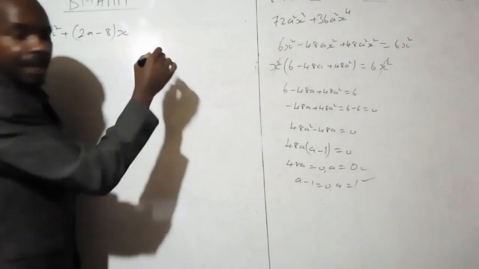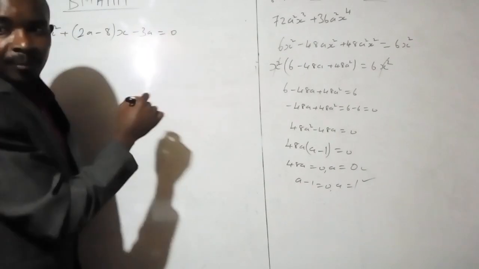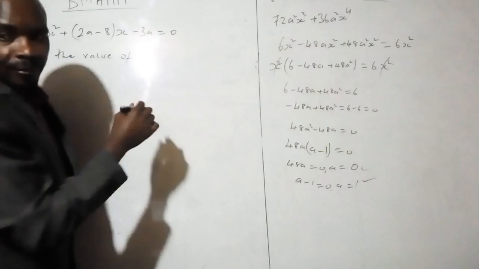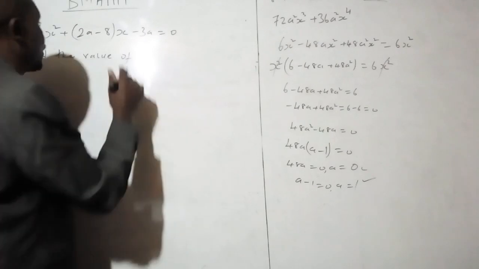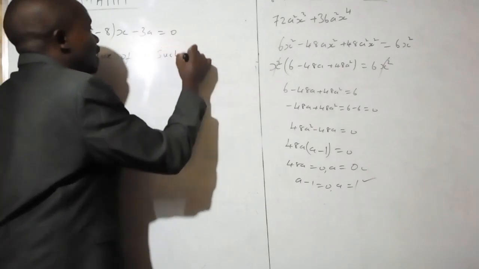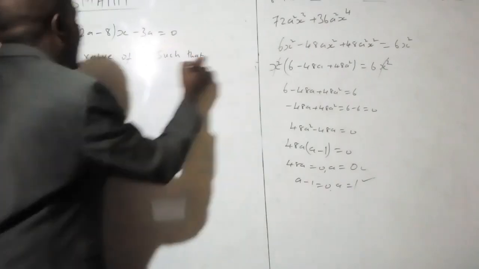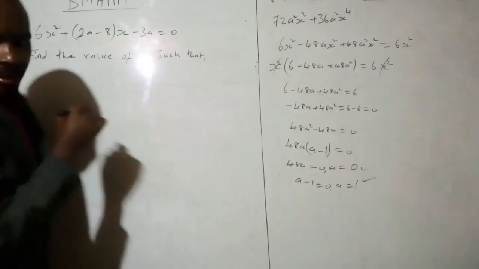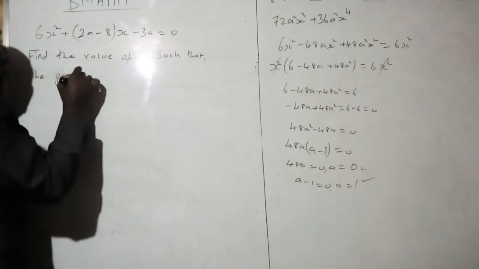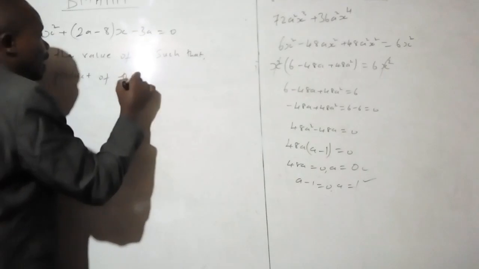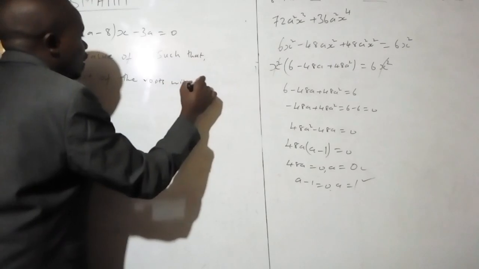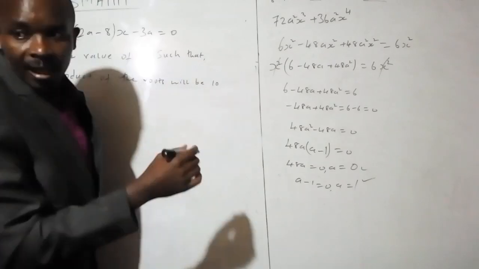Find the value of a such that, number one, the product of the roots will be 10. The product of the roots will be 10, and this carries 5 marks.